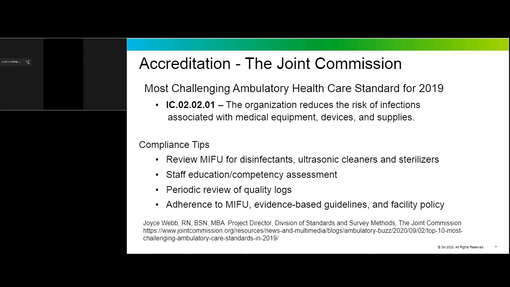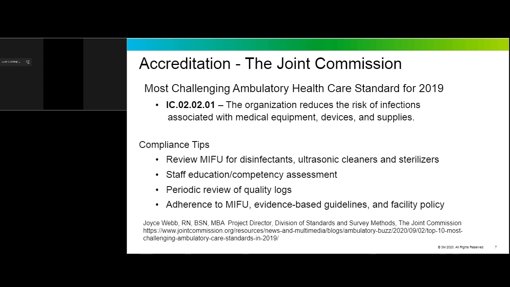And it was no surprise, because this has been pretty consistent, that IC.02.02.01, which is the infection control standard in Joint Commission that states that the organization should reduce the risk of infections associated with medical equipment, devices, and supplies, was once again at the top of the list.